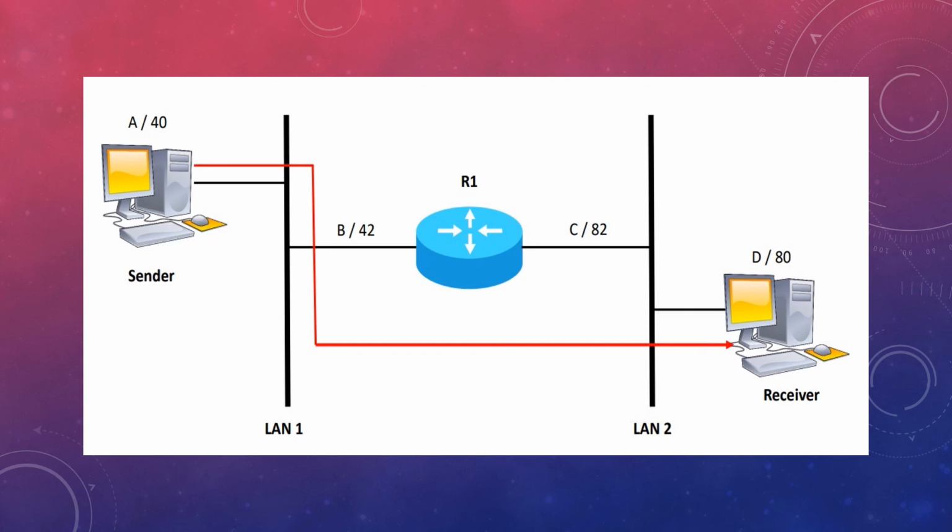Remember again, I'm trying to emphasize here that the physical address will change each time it hooks to a new node, but the logical and the port addresses will remain the same throughout the delivery. Remember that. Now you can try to answer using the table that we already drew before.